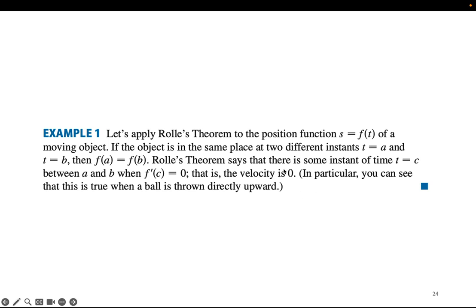This is also true if you throw a ball up in the air. So if your ball is in your hand, which is at the same position, you throw it up, and it lands in your hand again. So that means you have the same position at A and B. So somewhere along the way, you have to have f prime being 0, and f prime being 0 means the velocity is 0. But we know that if you throw a ball up, it has to stop at the top and then go back down. So where it stopped at the top is where the velocity is 0.